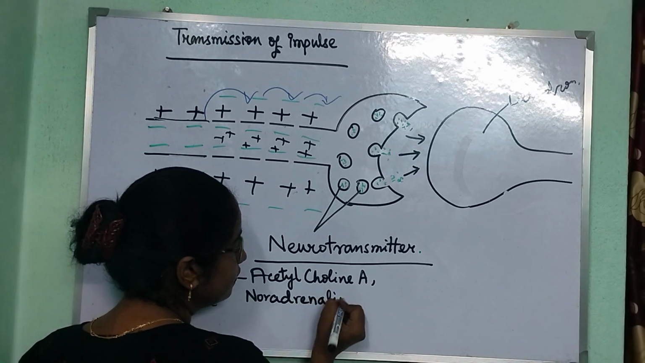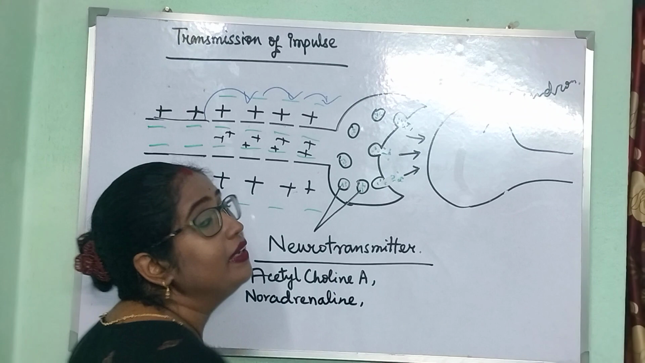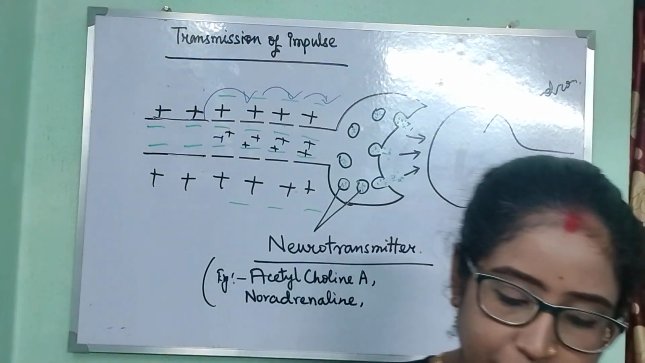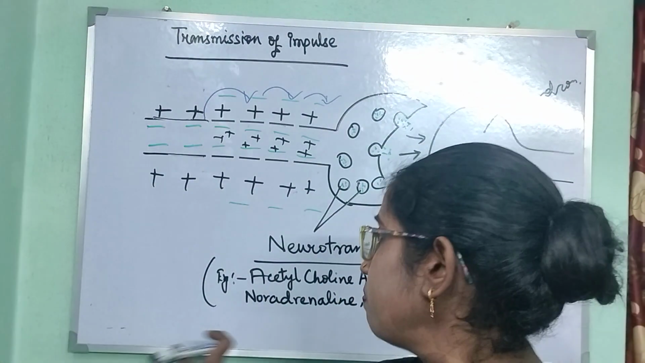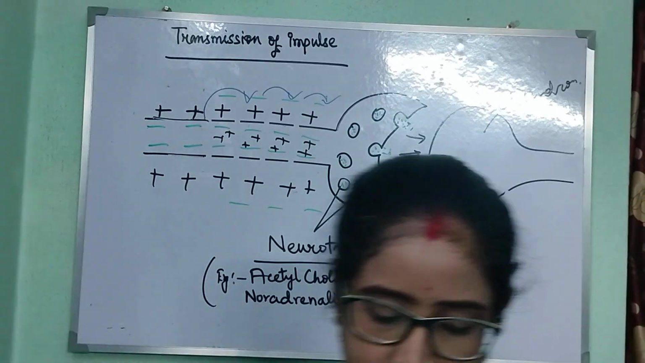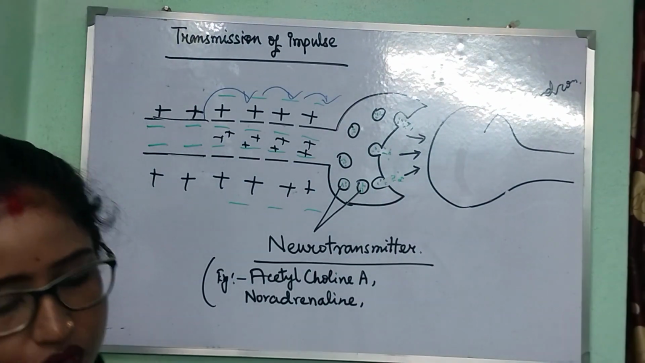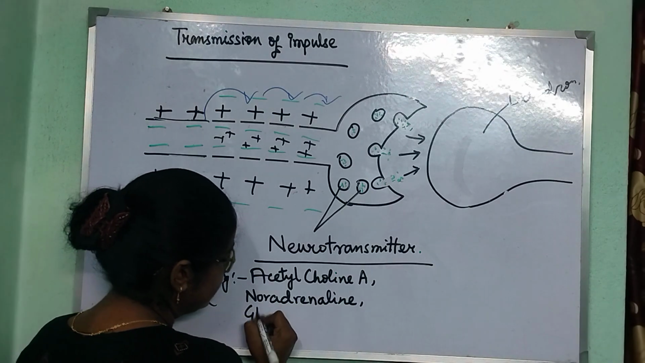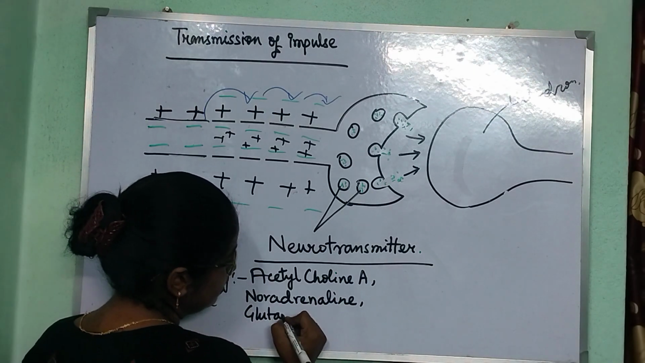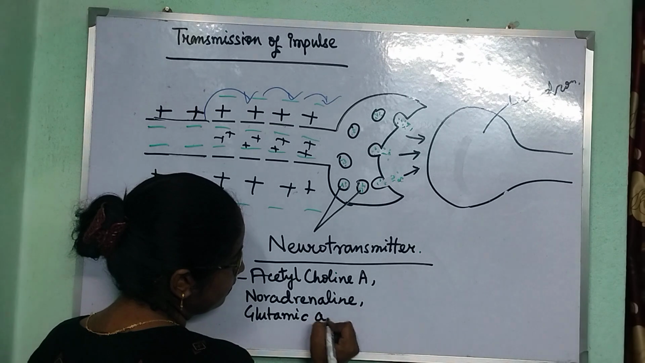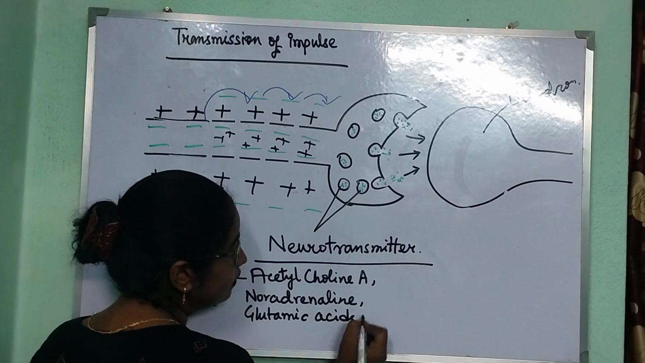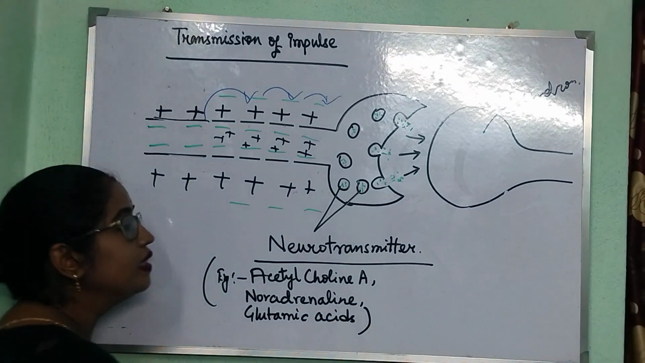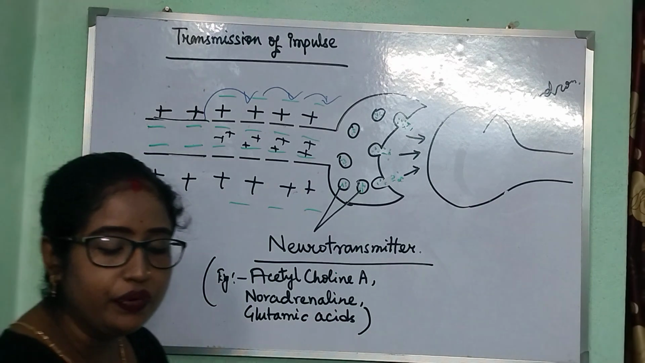Noradrenaline. Then another acid performs this neurotransmitter function, known as glutamic acid. So glutamic acid. These are all examples of neurotransmitters.